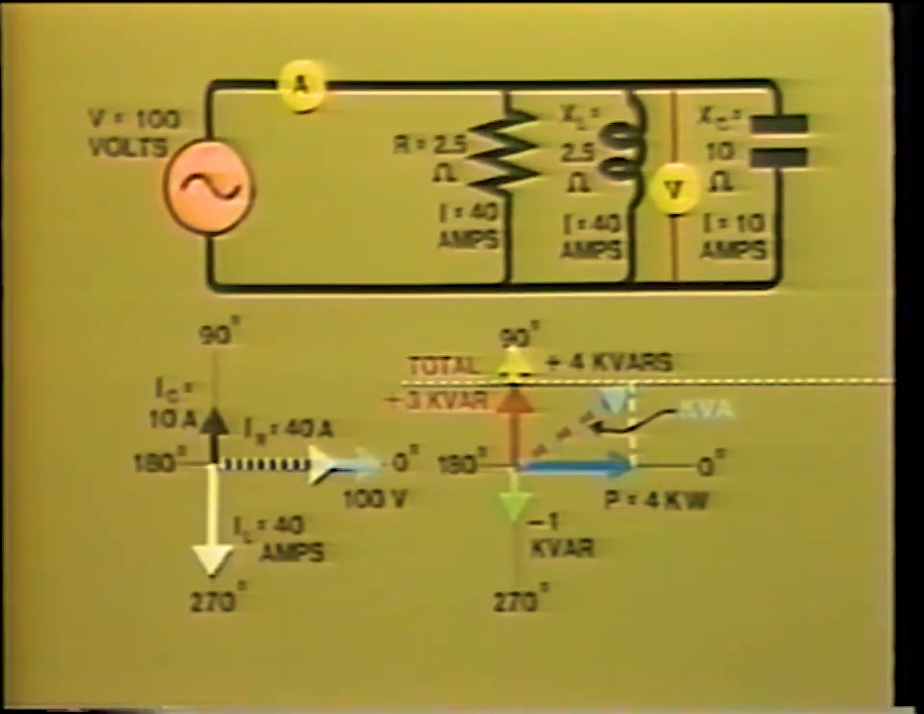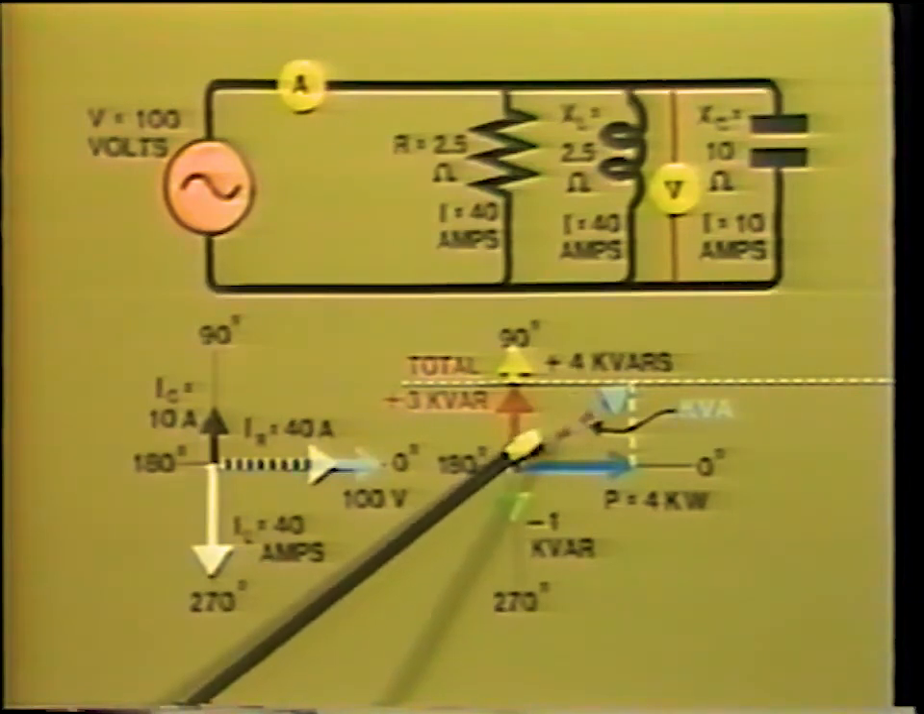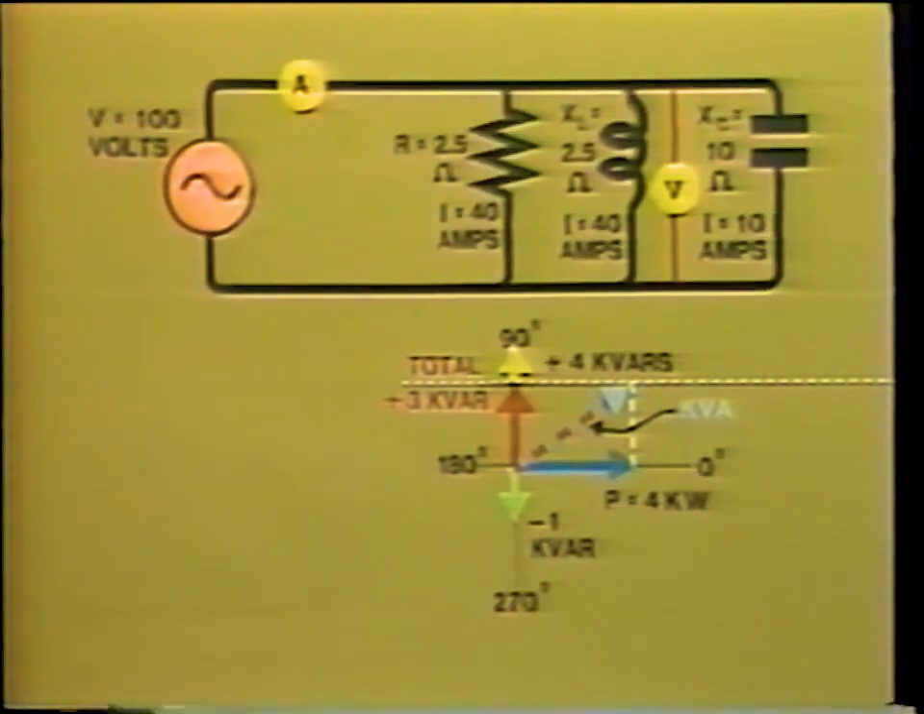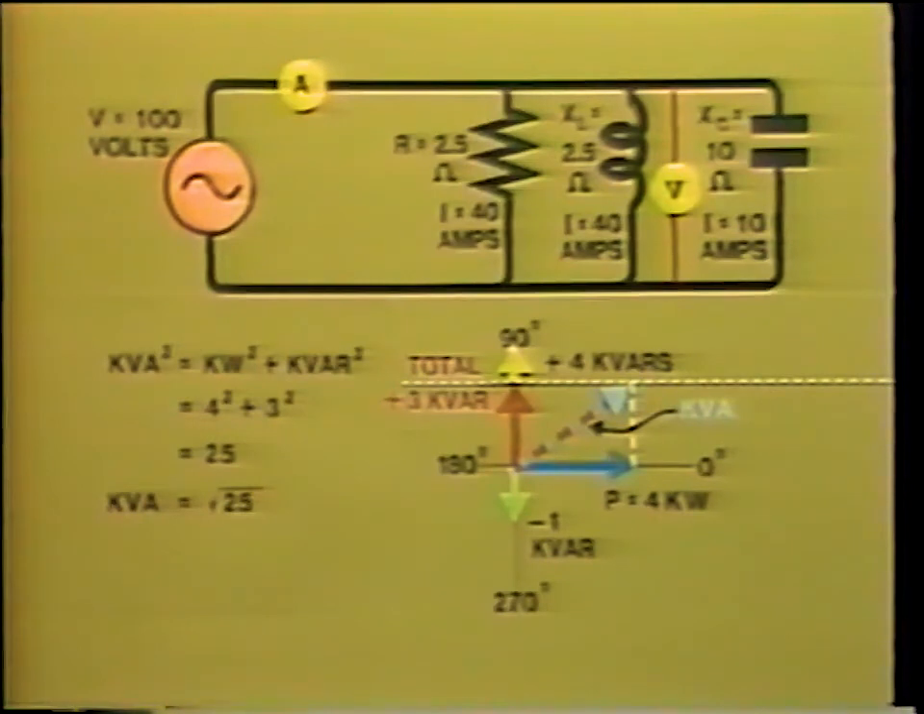But how can we find the value of this other than by direct measurement? Well, you probably remember the Pythagoras theorem, which says that the square of the hypotenuse is equal to the sum of the squares of the two sides on a right-angled triangle. This means that volt-ampere squared will be equal to watts squared plus vars squared. And in our example, this will come to 4 squared plus 3 squared. If you work that out, that equals 25. And therefore, the magnitude of volt-amperes will be the square root of 25. And that comes to 5 kVA.